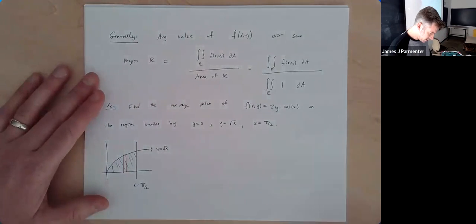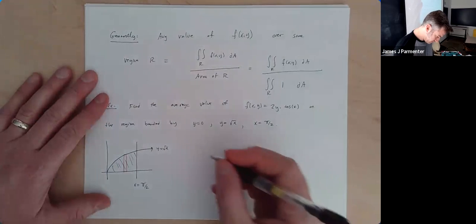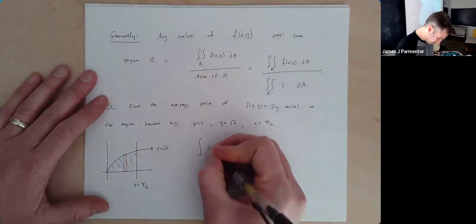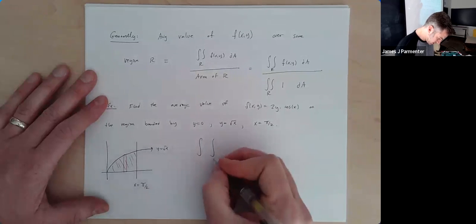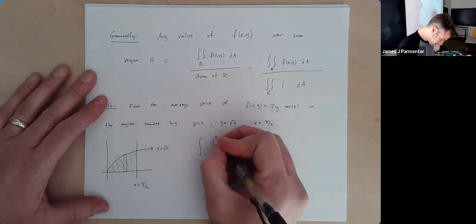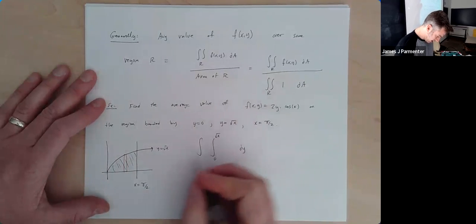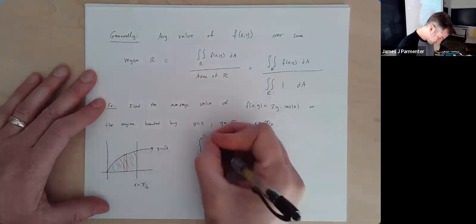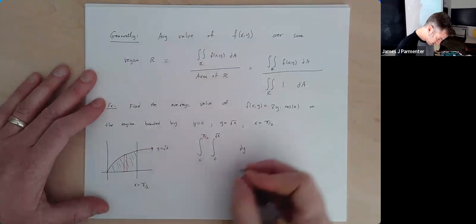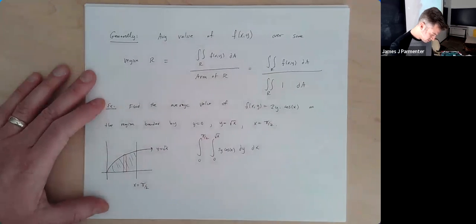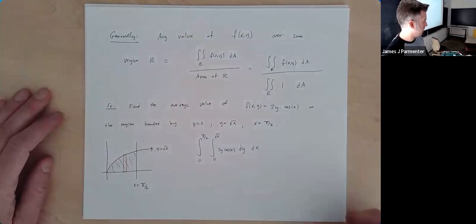Using a vertical strip, I'm going to write this as the integral, I do the inner part first, from y equals 0 to y equals square root of x, dy, and then x equals 0 to x equals pi over 2, dx. And we've got 2y cosine of x. Okay, this seems just fine.